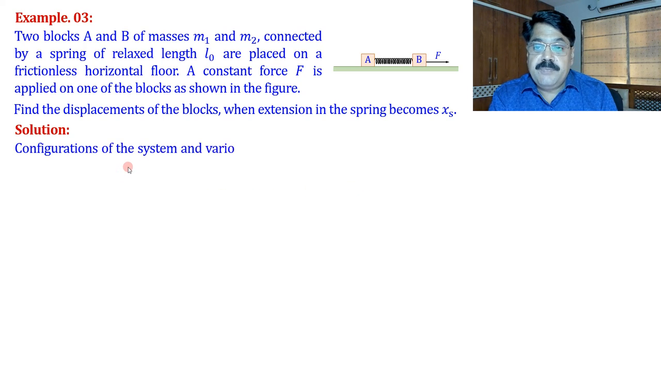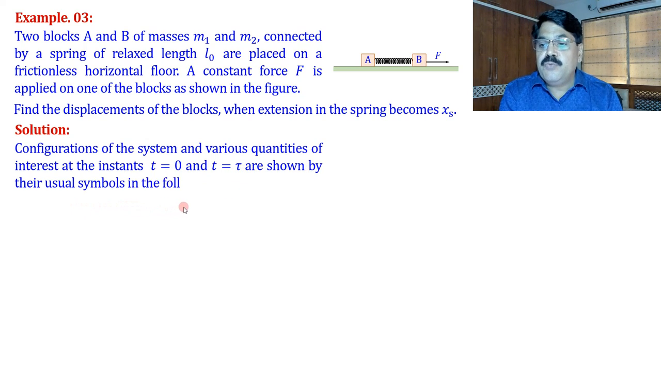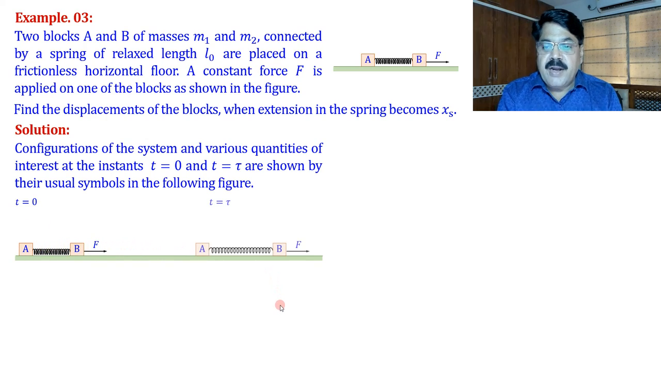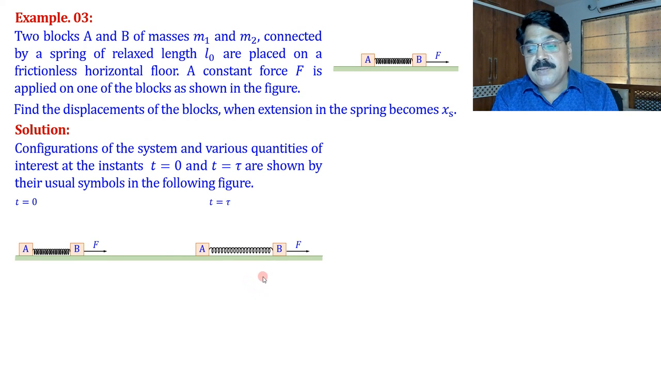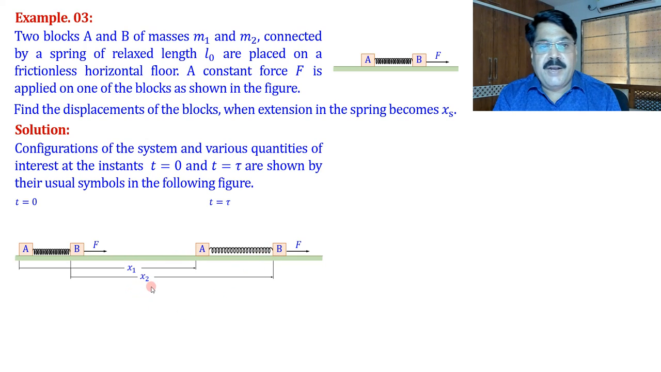The configuration of the system and various quantities of interest at the instants t equal to 0 and t equal to tau are shown by their usual symbols in the following figure. At the beginning, when t is equal to 0, the force is applied and this system will begin to move and the spring will get extended. Now at time tau, the spring extension has become xs. From this point to that point, this is the displacement of block A, x1. We have to find this, the displacement of the blocks. And similarly from here to here, this will be the displacement of block B, x2. So we have to find x1 and x2.